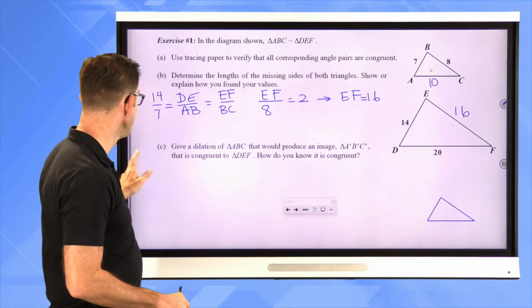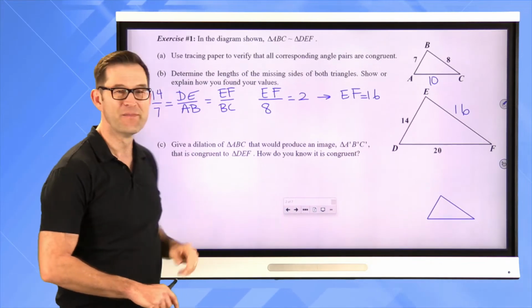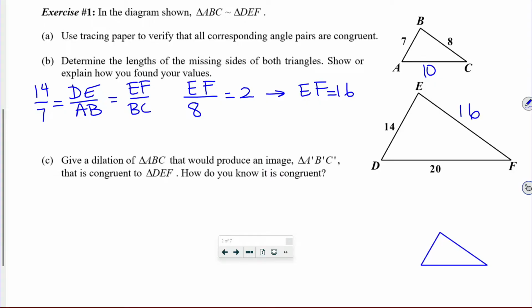Speaking of which, let's take a look at letter C. Give a dilation of triangle ABC that would produce an image, triangle A prime, B prime, C prime, that is congruent to triangle DEF. How do you know it's congruent?